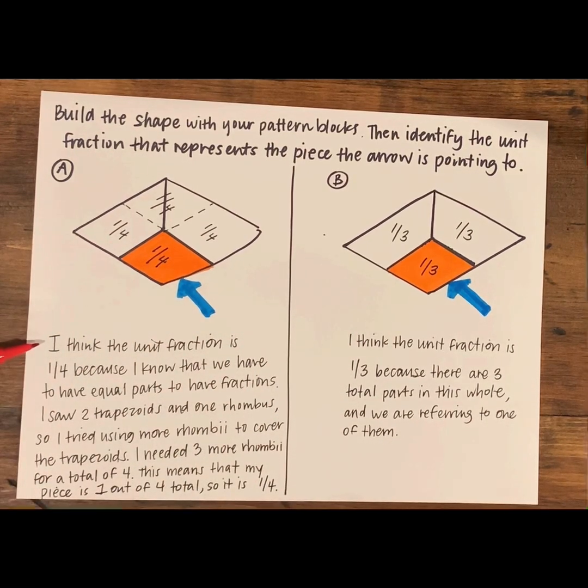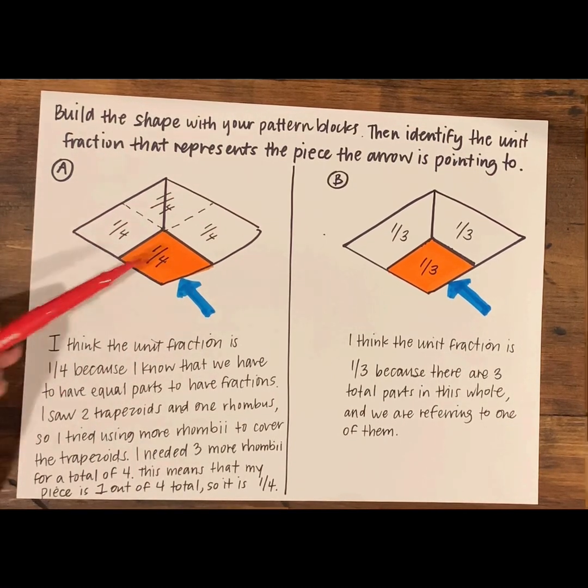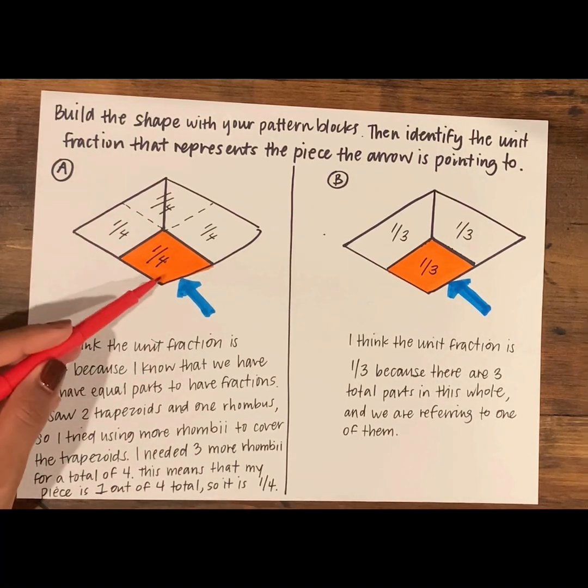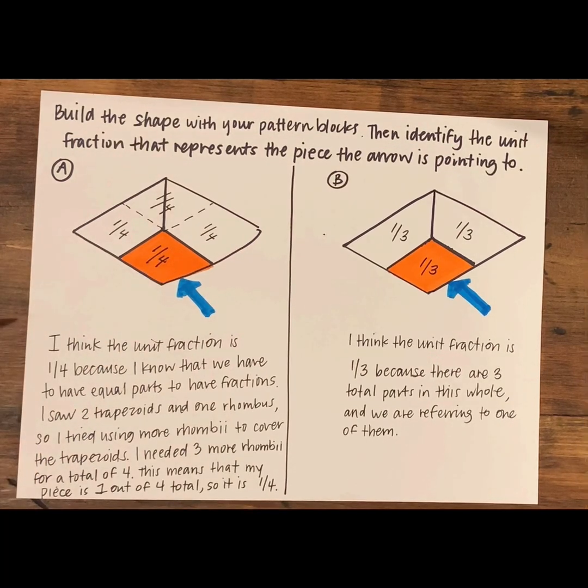Student A said, I think the unit fraction is 1/4 because I know that we have to have equal parts to have fractions. I saw 2 trapezoids and 1 rhombus, so I tried using more rhombi to cover the trapezoids. I needed 3 more rhombi for a total of 4. This means that my piece is 1 out of 4 total, so it is 1/4.